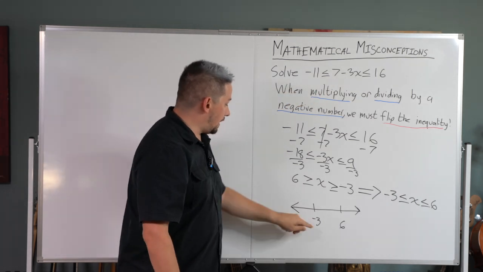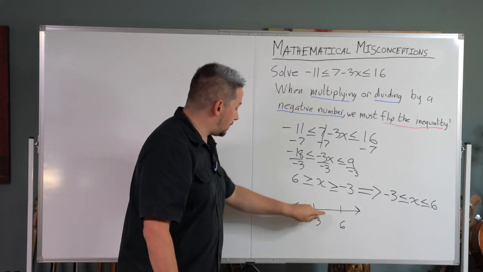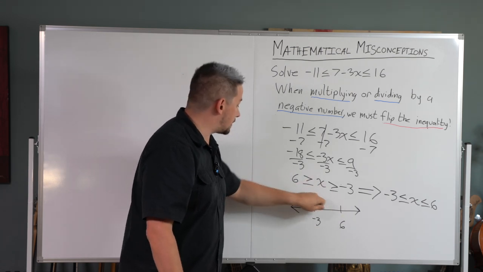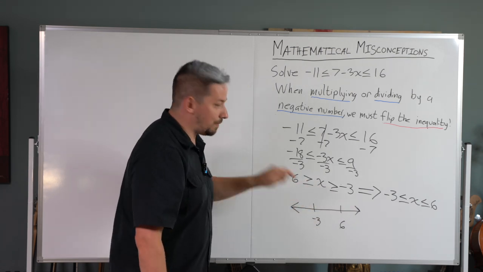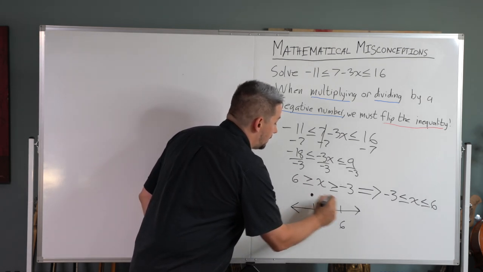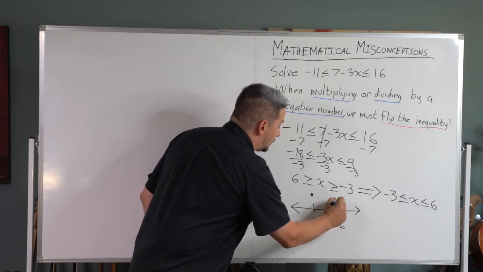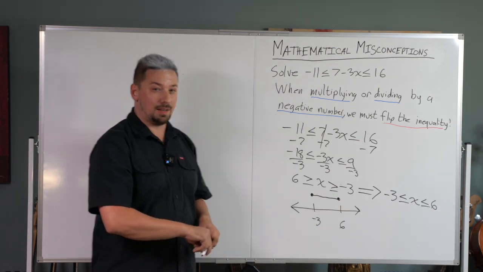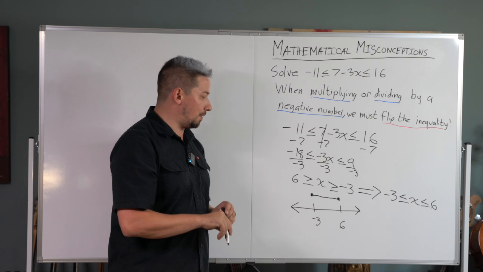So if we plug in negative 3, yes, that works. If I plug in something in the middle, let's say 0, yes, that works. 6 works. 7 doesn't work. Negative 4 doesn't work. So when we fill in the number line with our solution range, it's going to be from negative 3 to 6 inclusively. So we can include the extremes as well.